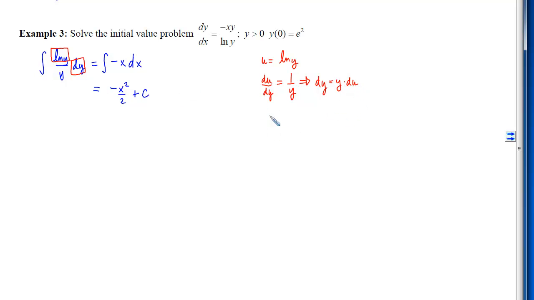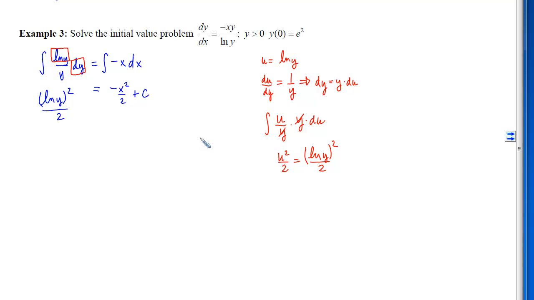So if I put that into the integral, I'll have the integral of u over y times y du, and we see that the y's cancel. Now I'm ready to answer the question, what did I take the derivative of with respect to u that gave me u? And the answer to that is u squared over 2, or the log natural of y, quantity squared over 2. So putting that in over here as the antiderivative, I will get a log natural of y that has been squared over a 2.